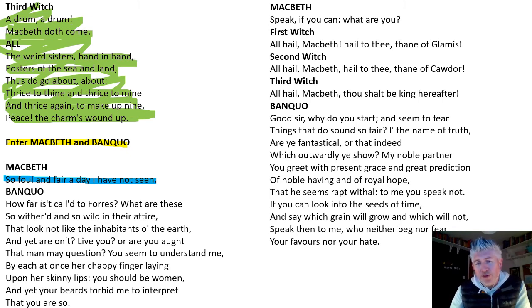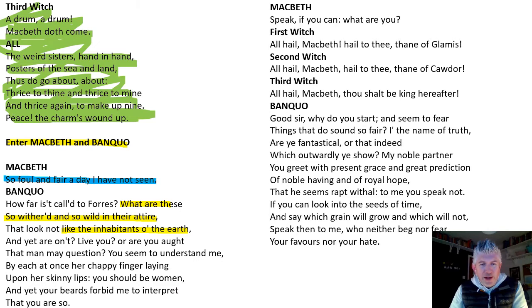Banquo's main interest at the beginning of this scene is basically how far away they are from where they're trying to get to. They're trying to get to the place where King Duncan is, but he's the one that notices the witches, and he is pretty mean and insulting in the way he talks about them. He calls them withered and so wild. He says that they don't look like the inhabitants of the earth, so they don't look like they belong here. They are so bizarre looking that he's never seen anything like them before.